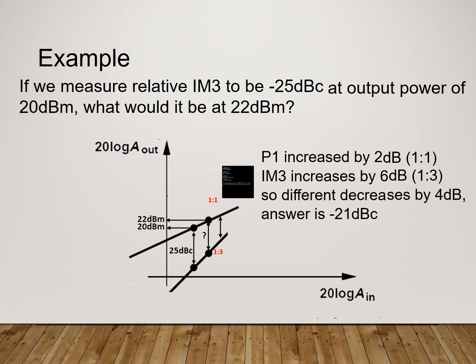From the figure, if we measure relative IM3 to be minus 25 dBc at the output power of 20 dBm, what would it be at 22 dBm? The answer is obvious. It just changes. So the answer will be minus 21 dBc.